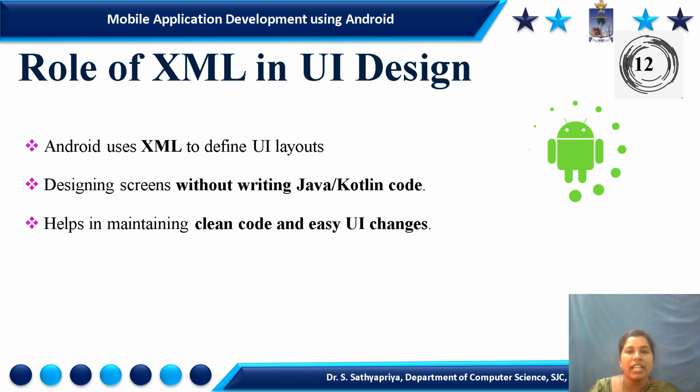Separation of design and logic means UI design is in XML while functionality is handled in Java or Kotlin. We don't need to write Java code for every UI element manually. That's why it's much faster for UI development. And making changes in XML doesn't affect the backend code, so maintenance and updating is very easy here. And it works well with different screen sizes and orientations. That's why it offers scalability.